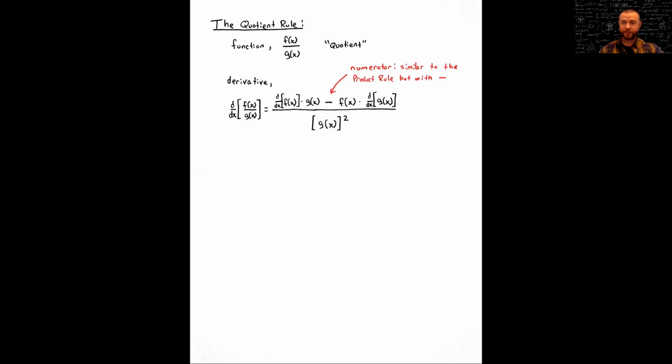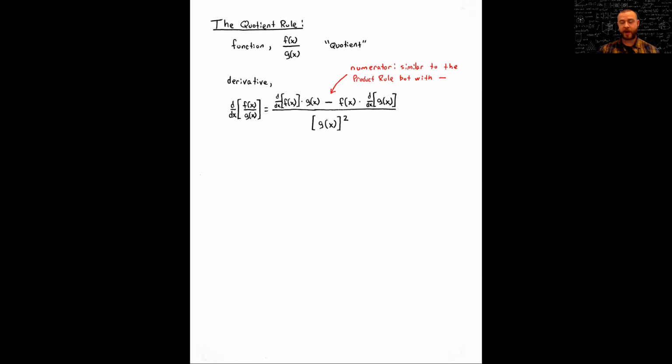Now, there's lots of ways to keep track of this. There's versions calling f of x the high function, g of x the low function. A lot of different versions, which are all just different ways to memorize this. This trick with the numerator being the product rule with a minus is just one of several, a myriad ways to memorize the quotient rule.